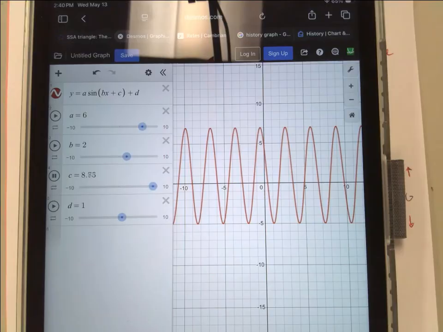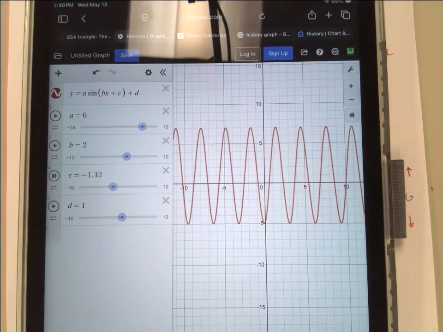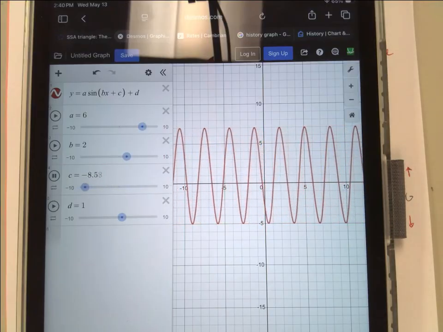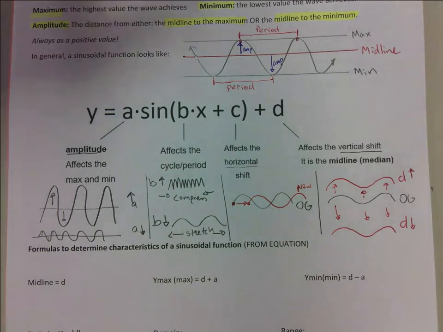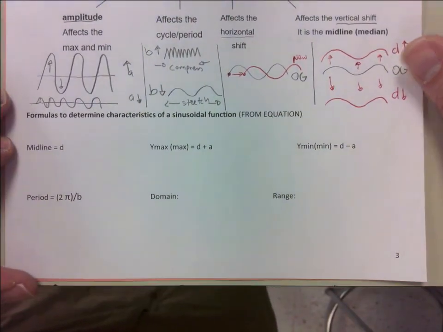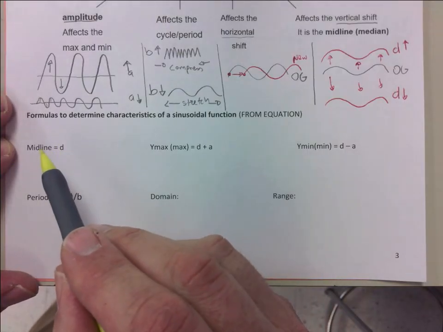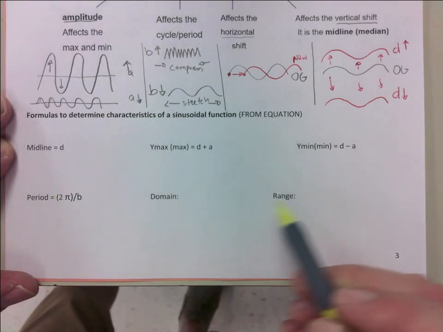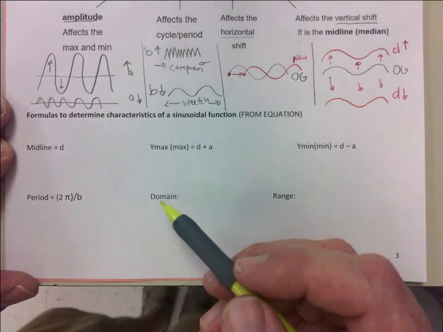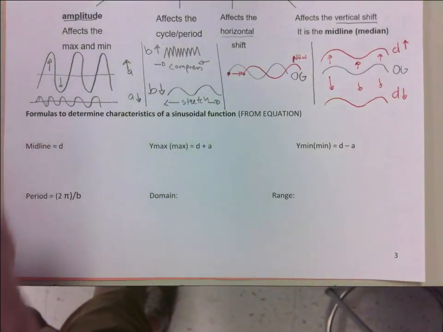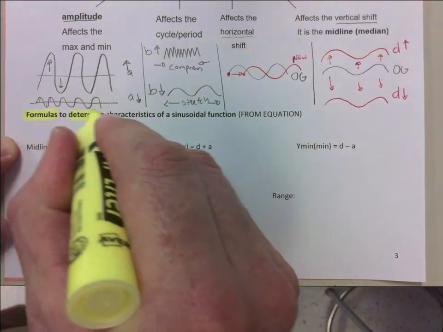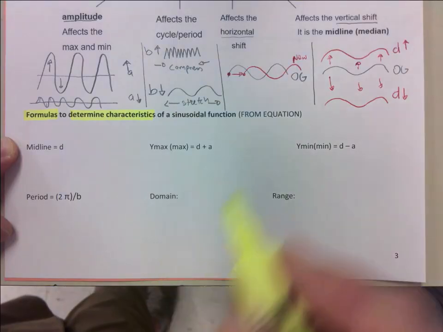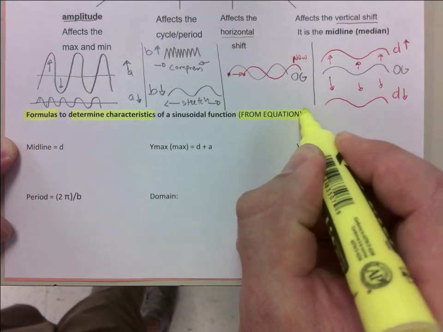Look at that. We're going to have some formulas here. So guys, listen carefully. I think you can significantly shorten this, but these are the formulas to determine key characteristics if you are given the equation.